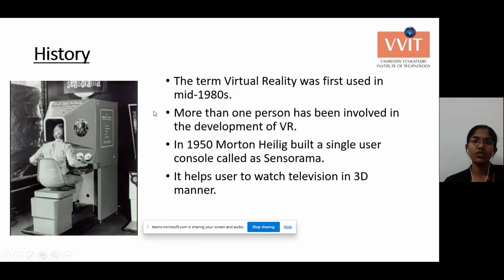Next, the history. The term virtual reality was first used in the mid 1980s. More than one person is involved in the development of virtual reality. Before the term virtual reality was used, in 1950, Morton built a single user console called Sensorama. The Sensorama helps to watch television in a 3D manner. Generally, a TV can be watched by more than one person at a time, but in Sensorama, the 3D television can be viewed at a time by only one person.